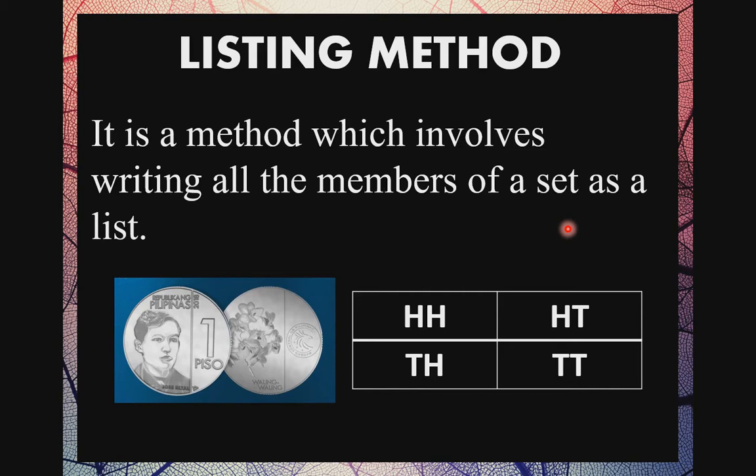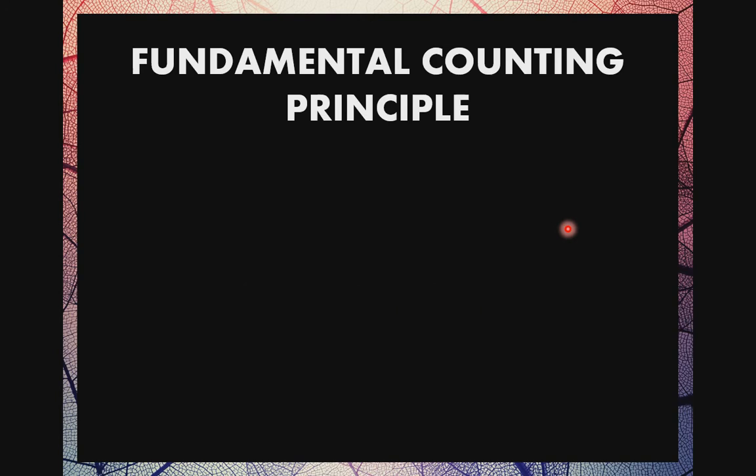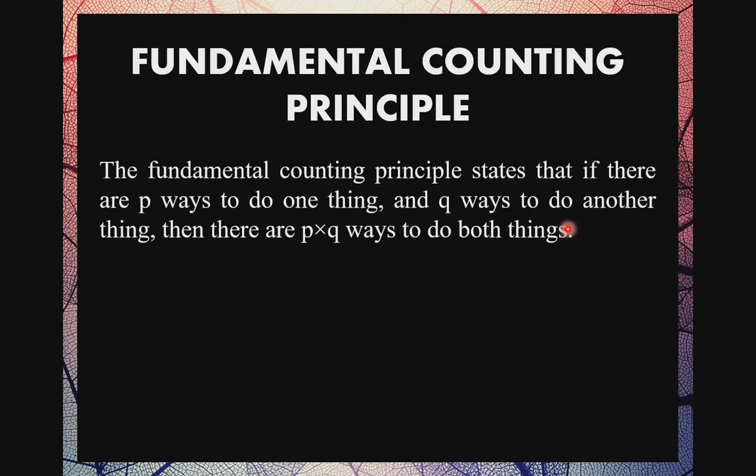So the first outcome can be head-head, then head-tail, tail-head, tail-tail. Now, let's proceed to the fundamental counting principle. The fundamental counting principle states that if there are p ways to do one thing and q ways to do another thing, then there are p times q ways to do both things.